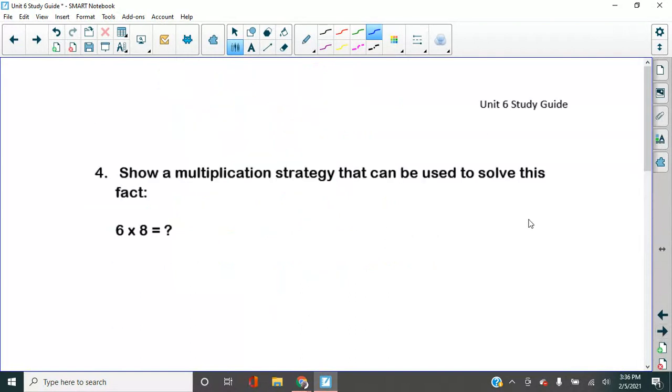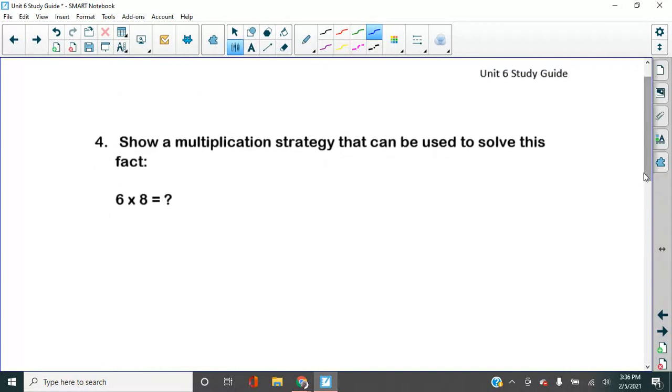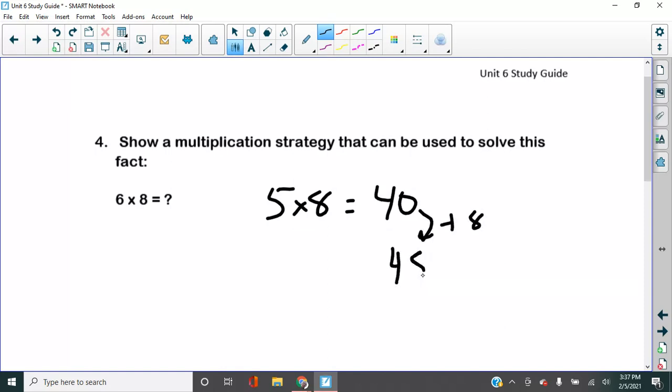All right. Show a multiplication strategy that can be used to solve this fact. If you had 6 times 8, what would you do? I'm sure we got a variety of ideas. I bet a lot of people said helper facts, because with these 6s, helper facts can be very, very useful. Because we know 5 times 8 equals 40. So one more group of 8, not 6, another group of 8, is going to give us 48.